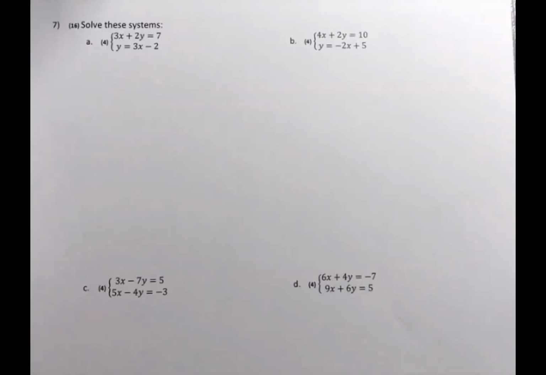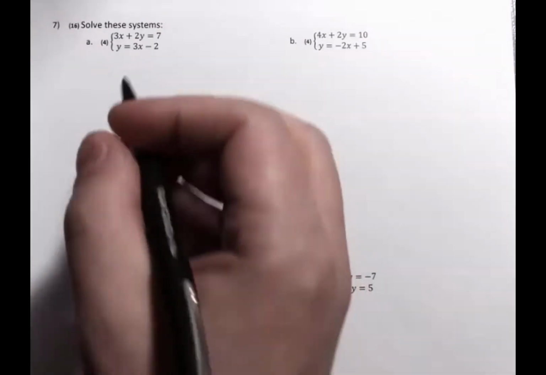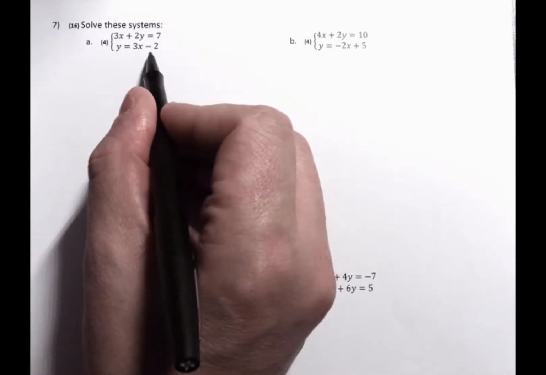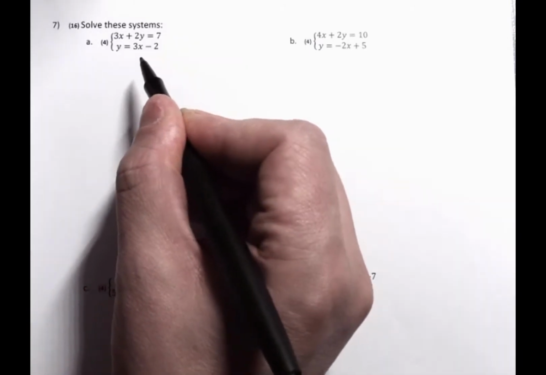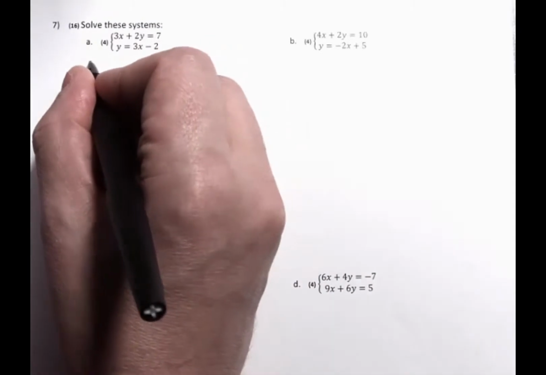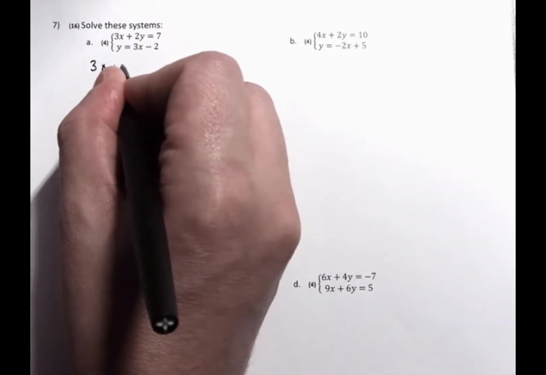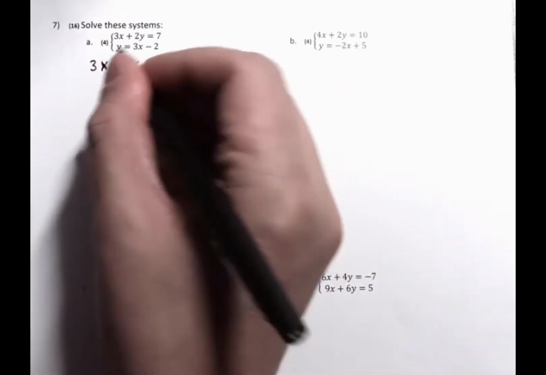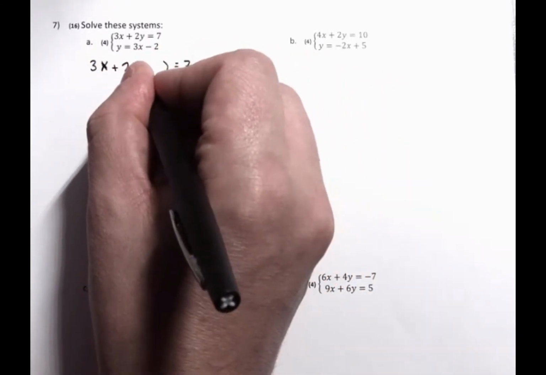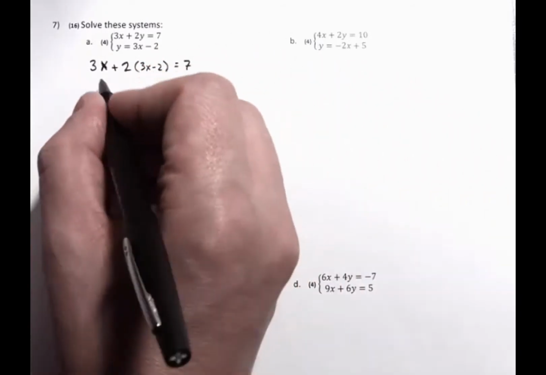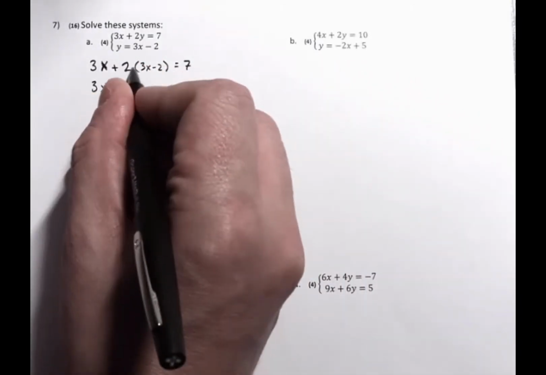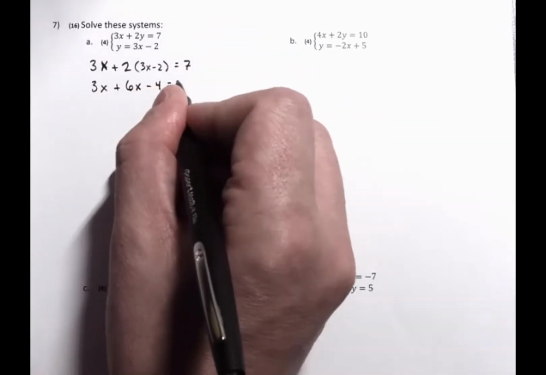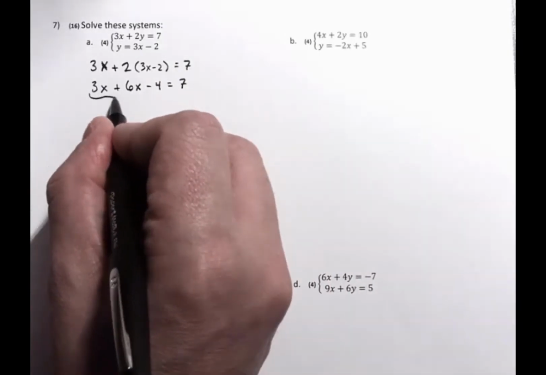This page has a bunch of systems of linear equations. Problem number 1 has 3x plus 2y equals 7 and y equals 3x minus 2. So this problem is begging for substitution. 3x plus 2 times y is equal to 7. Y is the same as 3x minus 2. Therefore, 3x plus, distributive property, 6x minus 4 equals 7.